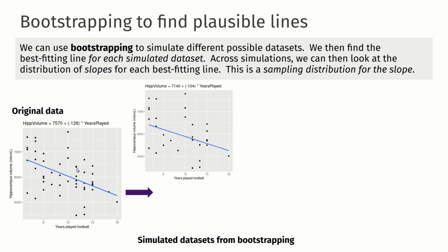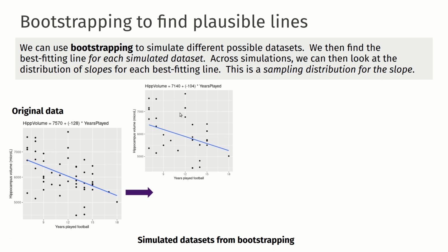Each of these points becomes a ball in our machine. We jostle it up, pick one of those out, add that to our imaginary data set, put it back into the jar, shake it up again, pull out a new ball, add that to our imaginary data set, and keep doing that until we get the same number of people in our imaginary data as we had in our original data. So 50 in this case.